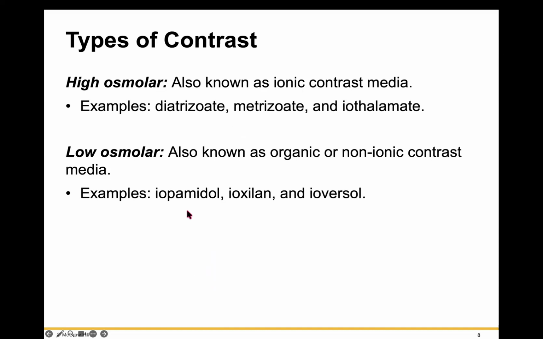Okay, types of contrast. We have high osmolar, which is known as ionic contrast media. Some of the examples that you'll see for high osmolar are diatrizoate, metrizoate, and iothalamate. Honestly, that's not one that I've come across a lot in my radiology coding days, and you're not going to code that type of contrast unless you're coding HCPCS, honestly.